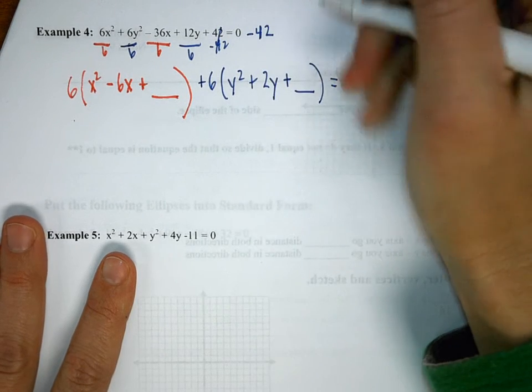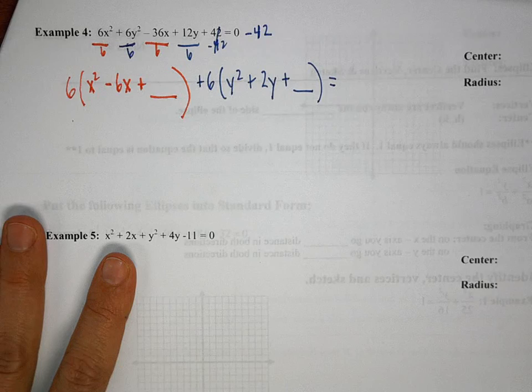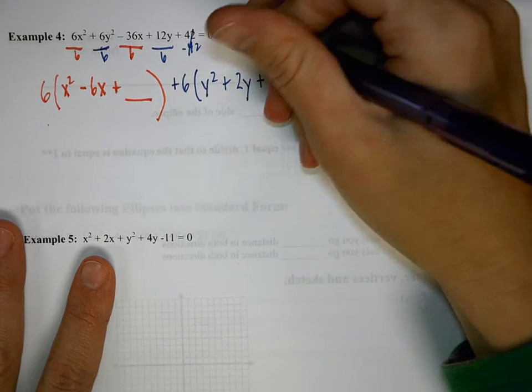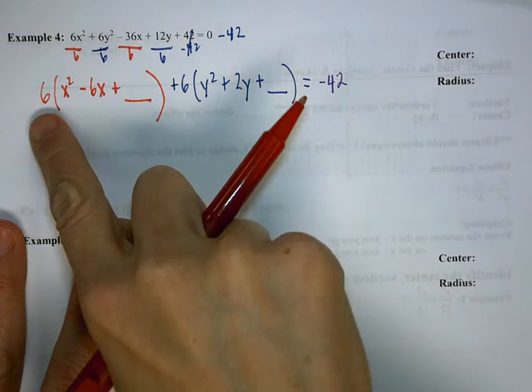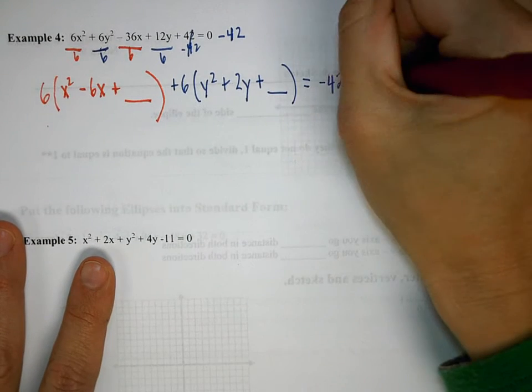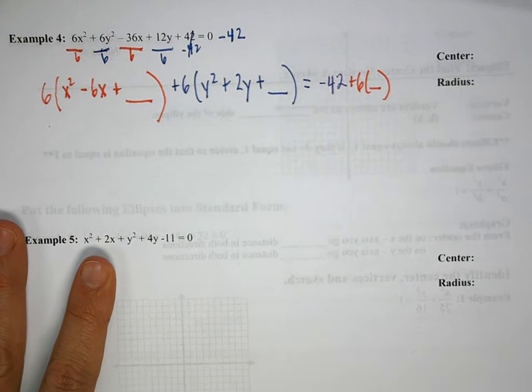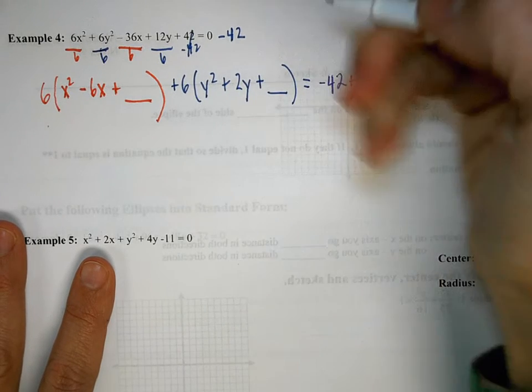Equals, and then I still have my negative 42, because 0 minus 42 is negative 42. And then I need my 6 times blank on the other side, and I need my 6 times blank for my y.